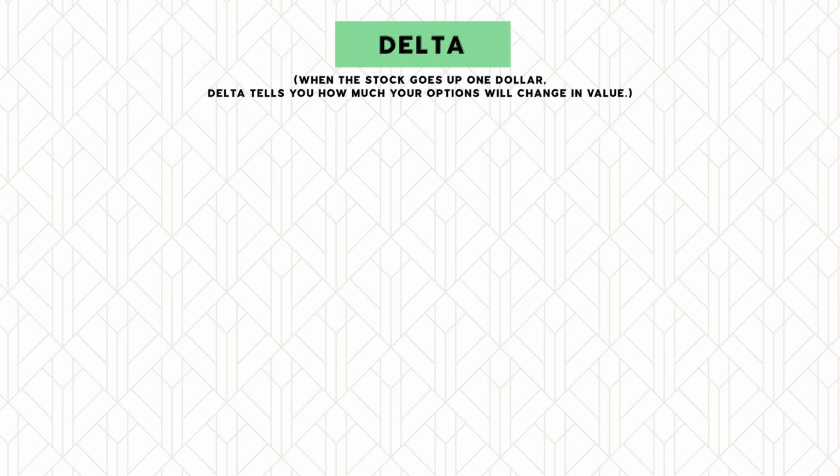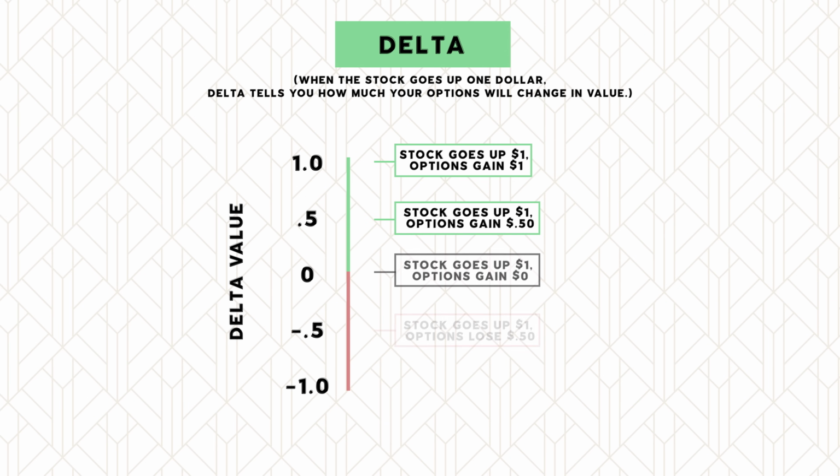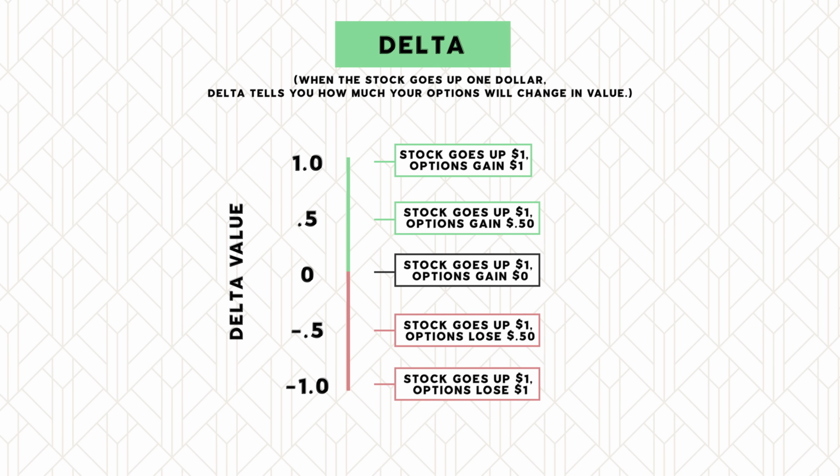First, we have delta. Let's say Apple goes up $1. Well, how does that affect your options contract? This is what delta will tell you. Delta is usually a value between -1 and 1, indicating how sensitive that option is to price movement of the stock. A delta of 1 indicates that the option will pretty much move dollar for dollar with the underlying stock. If Apple goes up $1, your options will go up $1.